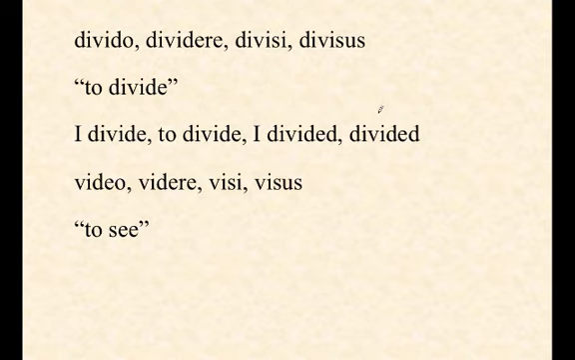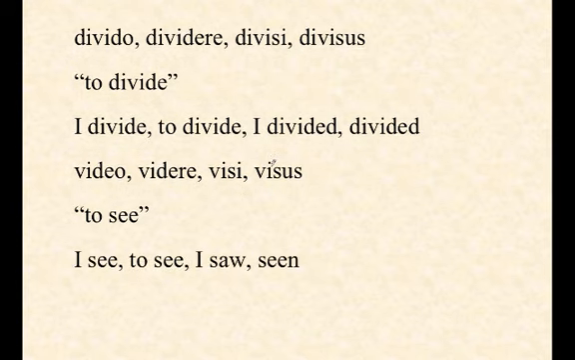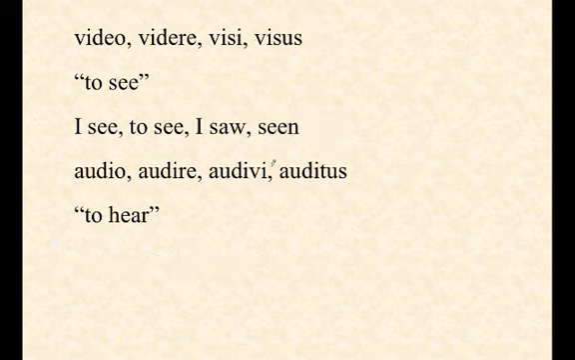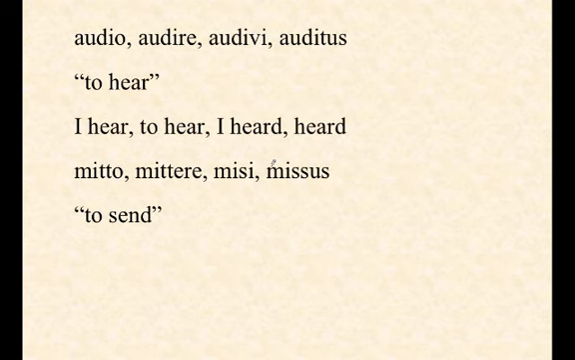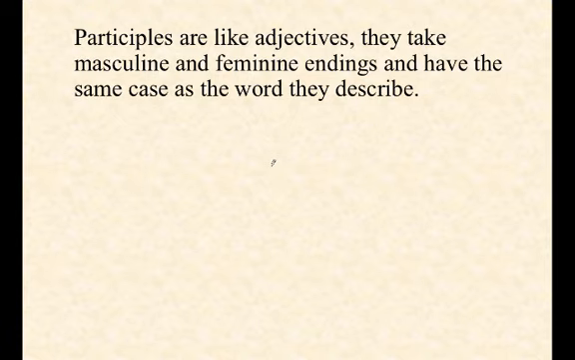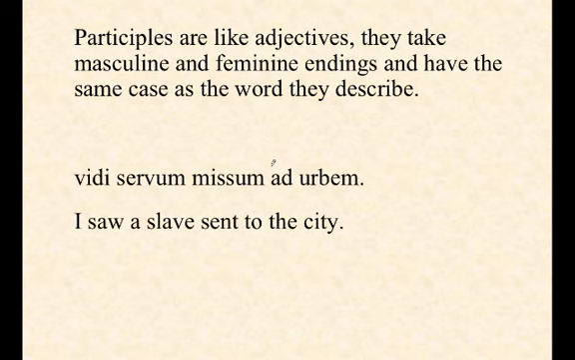So, just a little practice with past participles. Again, if divisus means divided, what does visus mean if the verb means to see? It means seen. What does auditus mean? It means heard. Missus, sent. So participles are like adjectives. They take masculine and feminine endings and they have the same case as the word they describe. And so, I saw a slave sent to the city would be vidi servum misum ad urbem.